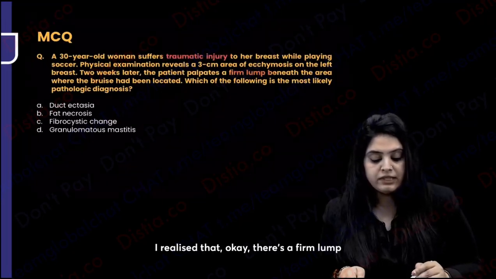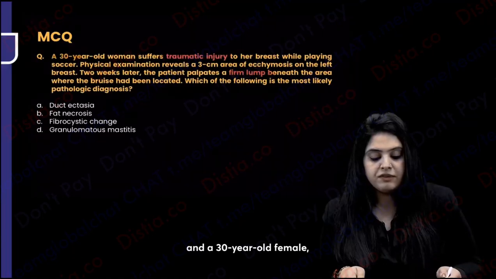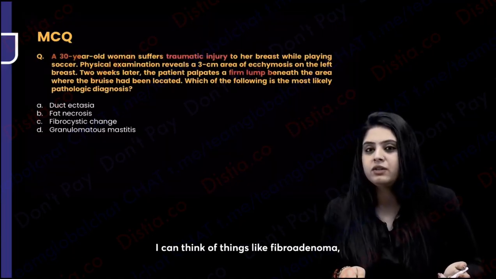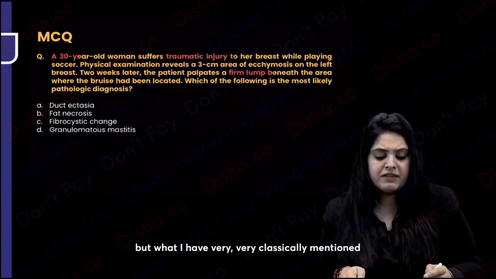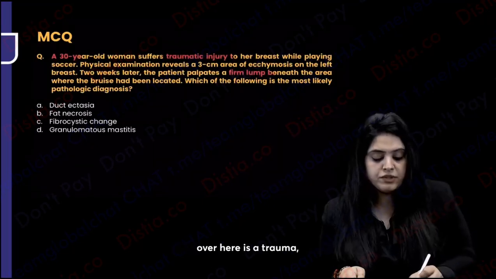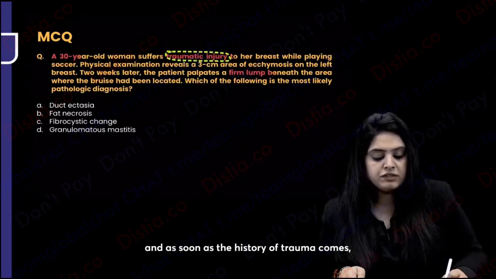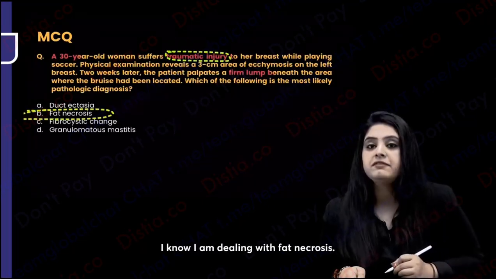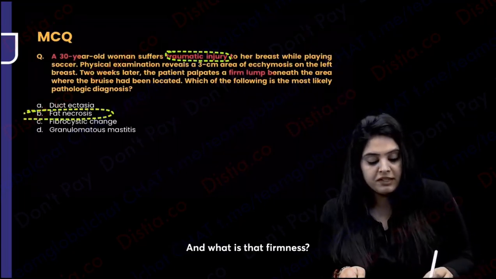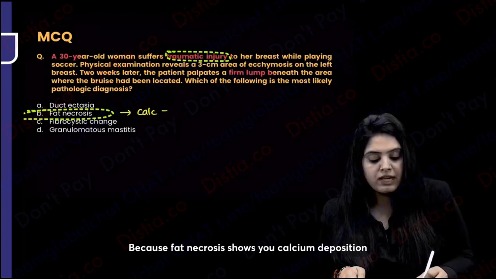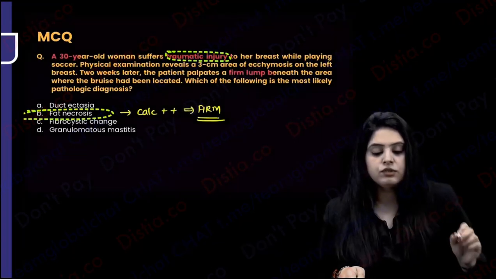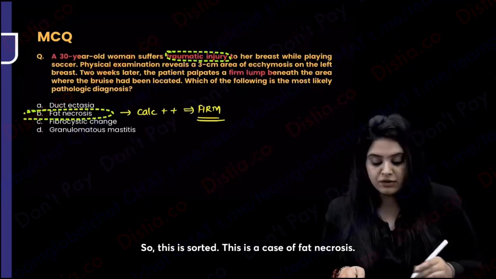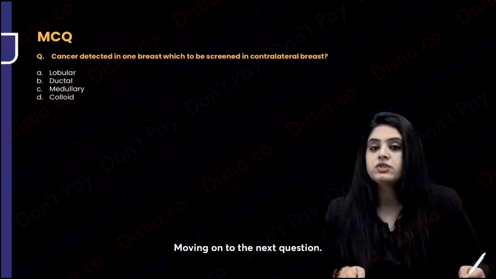I realized that, okay, there's a firm lump in a 30-year-old female, I can think of things like fibroadenoma, maybe fibrocystic disease also, but what I have very classically mentioned over here is a trauma. And as soon as the history of trauma comes, I know I'm dealing with fat necrosis. And what is that firmness? Because fat necrosis shows calcium deposition, and that makes that lump very firm or hard. So this is a case of fat necrosis. Moving on to the next question.